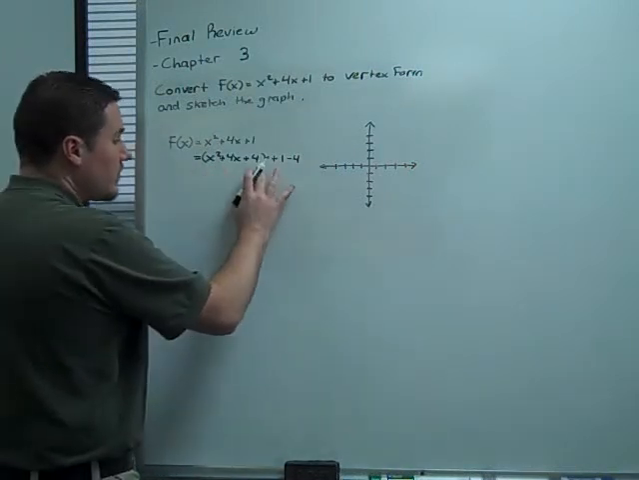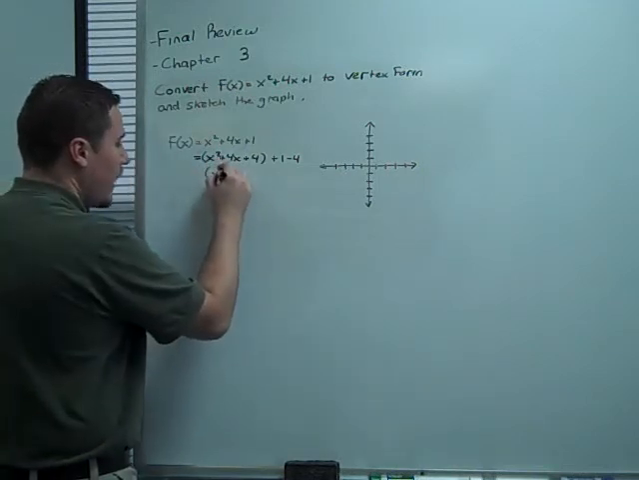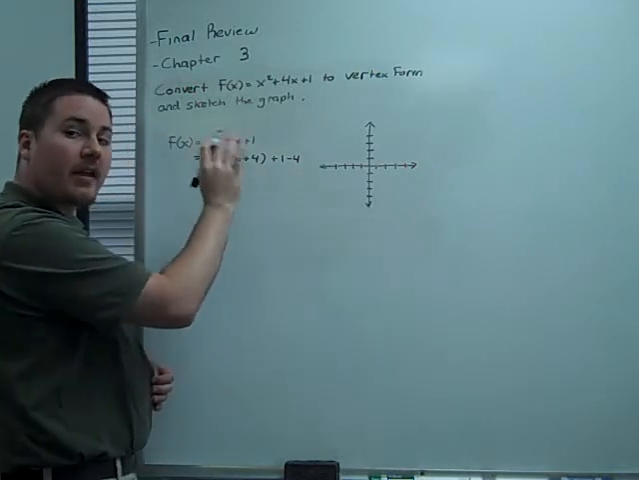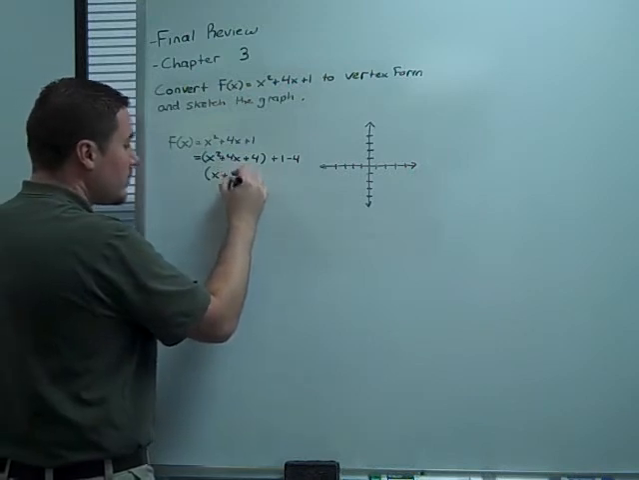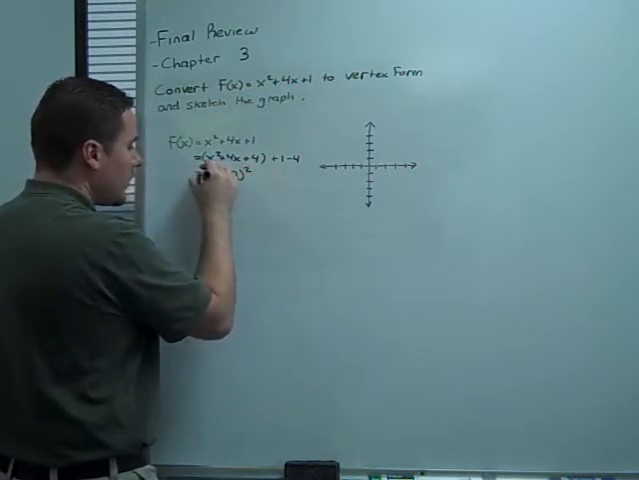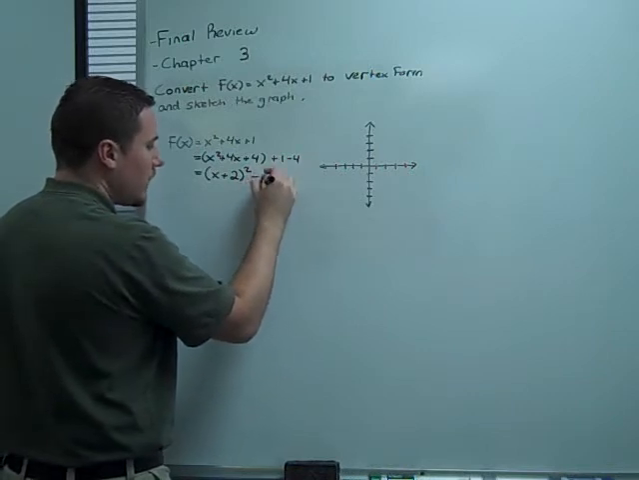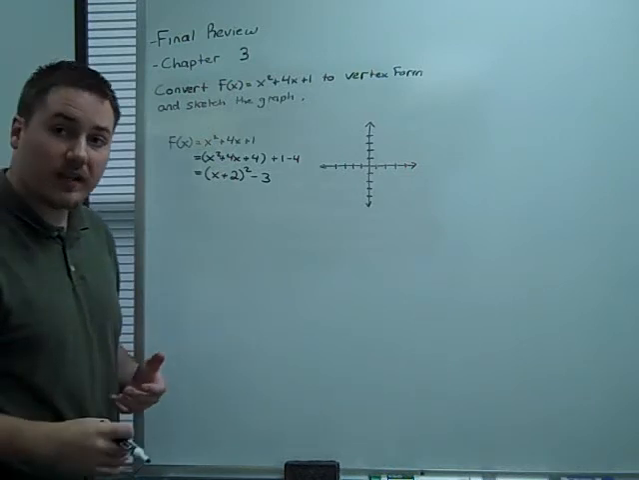So this term here is a perfect square by design. It's going to become x plus half that middle term, always. You don't even have to bother factoring. It's always going to be half that middle term. Half that middle term is 2, squared, and then negative 4 and 1 is going to be negative 3. So this is vertex form.